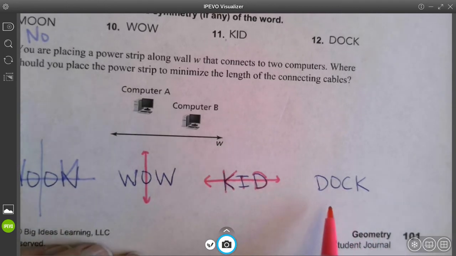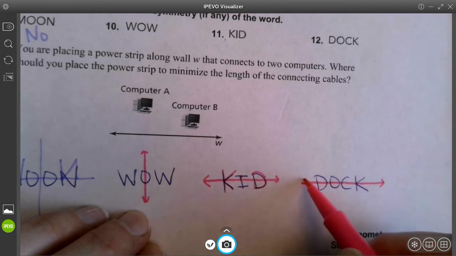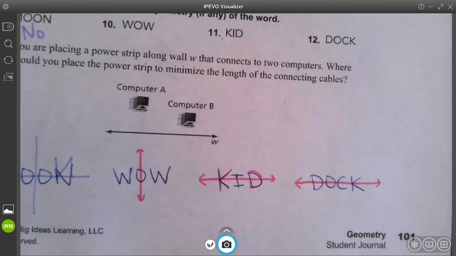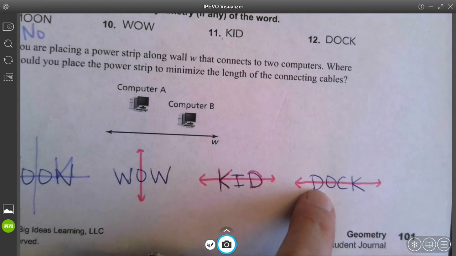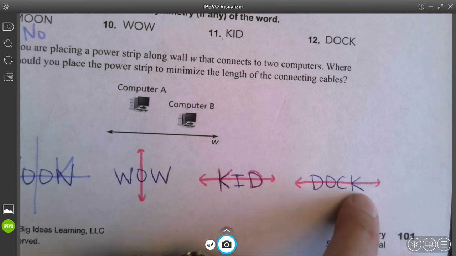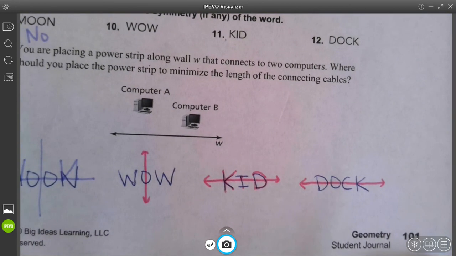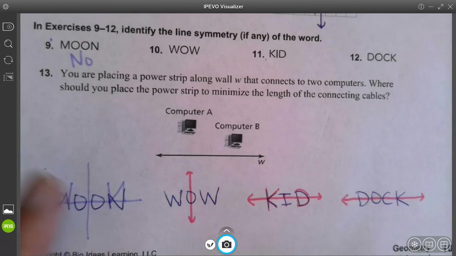Number 12, the word dock is similar to the word kid. You could fold it horizontally through the middle. D would map on top of itself. O would fold on top of itself. C would fold on top of itself. And K would fold on top of itself. So the only one that did not have a line of symmetry was the first word.